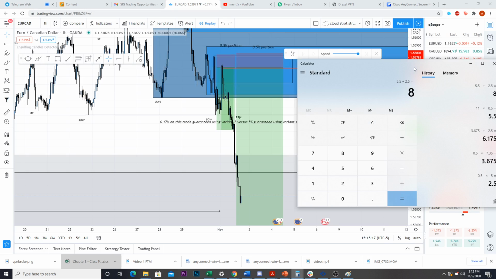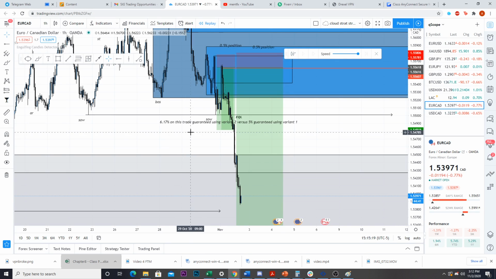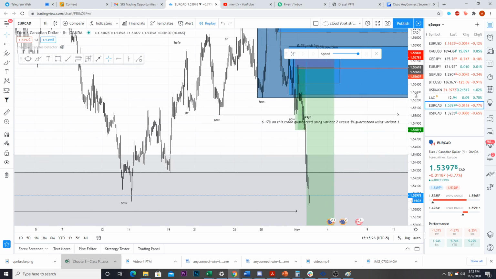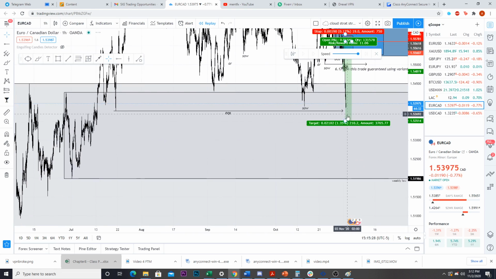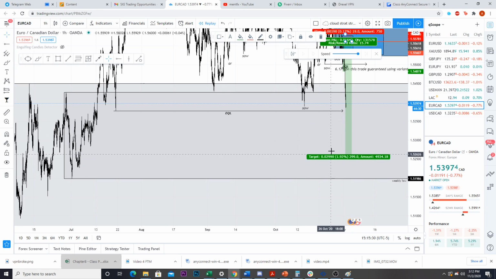Locking in almost double, or not double, but locking in a lot more percentage than we could have locked in using variant 1. And the cool thing about this is if we do break down and start to really change up structure and start taking out lows, well, guess what?